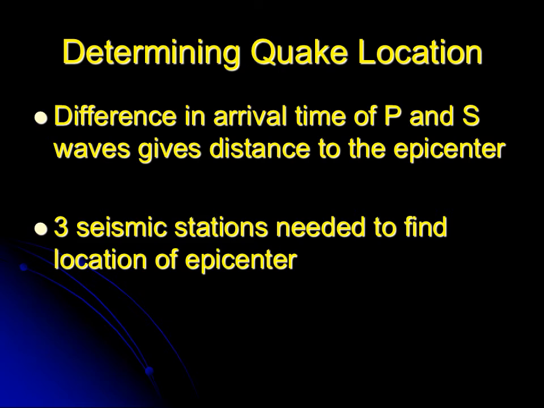To determine an earthquake location, you look at the difference in arrival times of P and S waves, and that gives you the distance to the epicenter. You need 3 seismic stations to find the location of an epicenter, but it's pretty easy using a distance time graph. And when we do our plotting the epicenter paper lab later this week, you're going to be doing that.